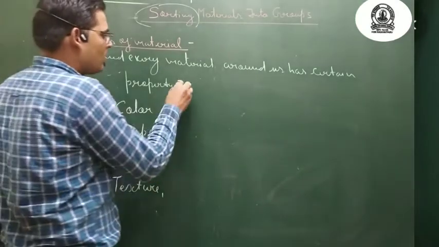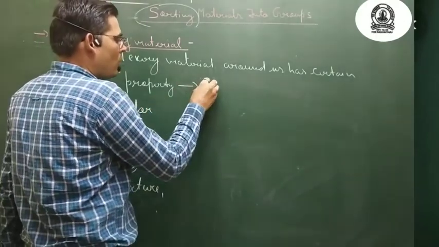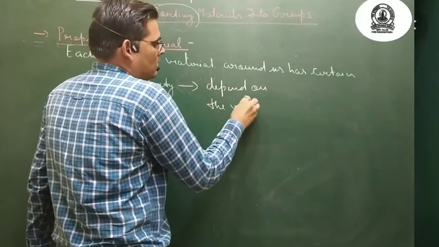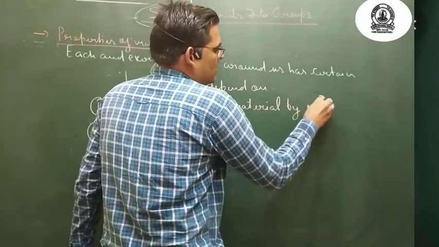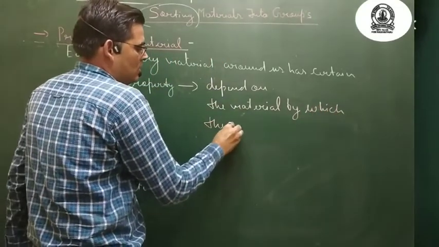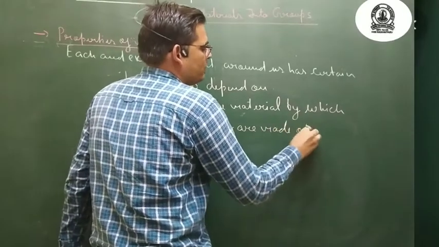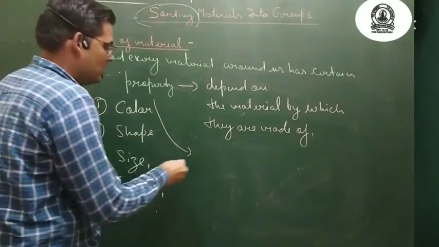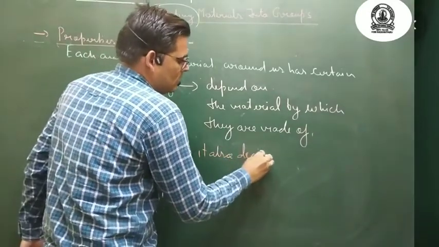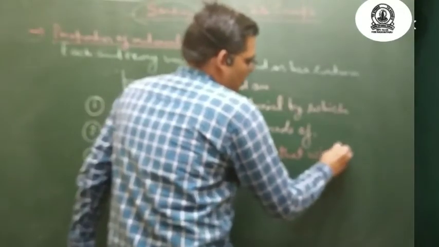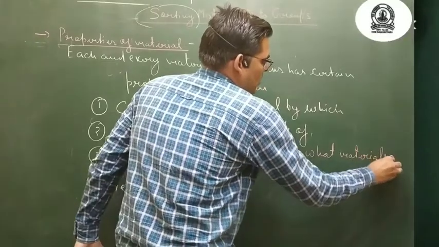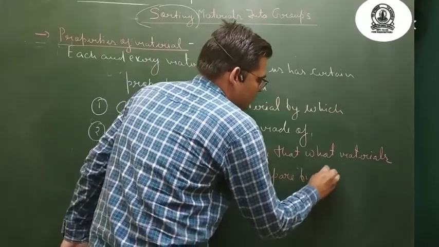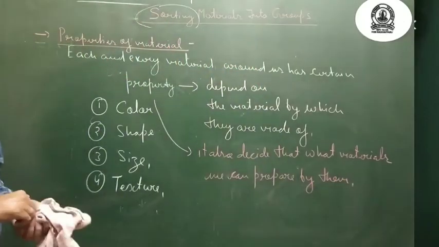So, students, the property of a material depends on the material by which it is made. Again, this property also decides what materials we can prepare from them. So, in this way, beta, these are the properties of material.